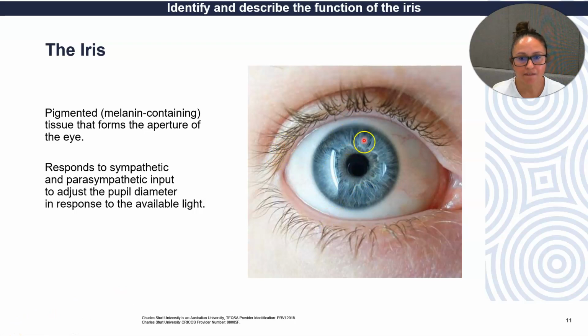Here we go. See, this is the iris. And different people have different colored irises. And then here, the hole is the pupil. And this is the sclera, the white of your eye. And here are your eyelashes.